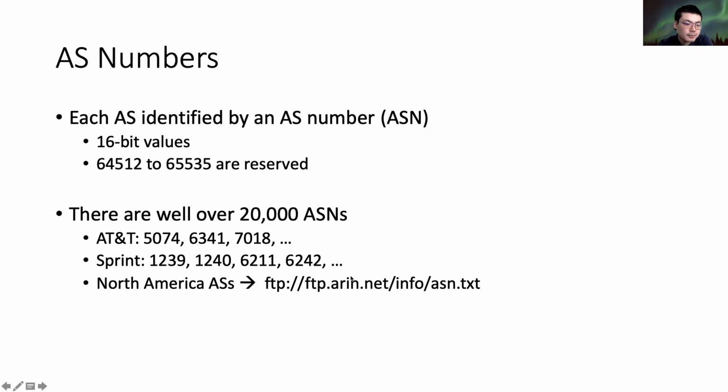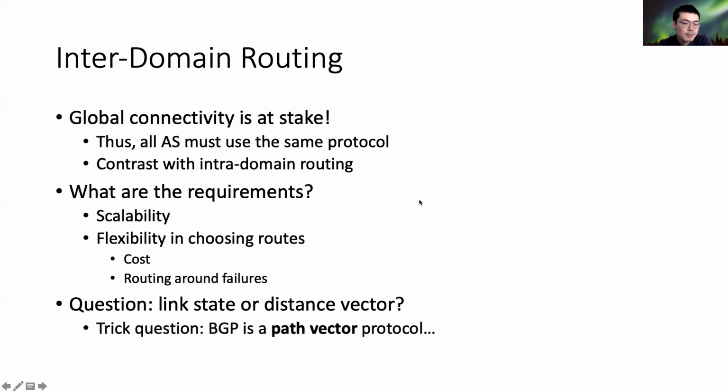For example, AT&T has not just a couple, but quite a list of ASNs allocated to this service provider. Different service providers have different AS numbers, and different institutions also have AS numbers. These are called inter-domain routing, and it's different from routing within an autonomous system, which is intra-domain routing.